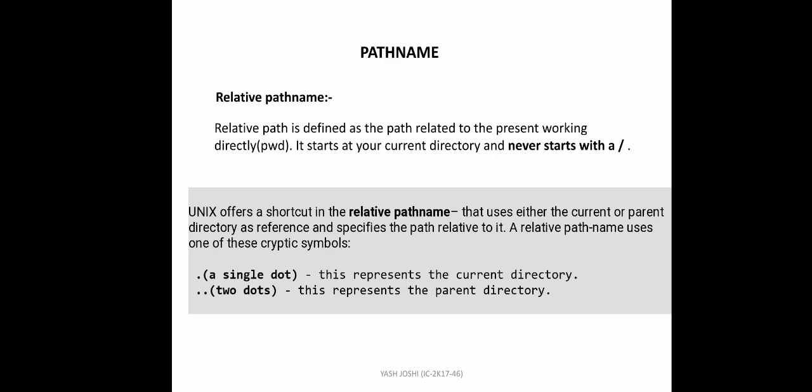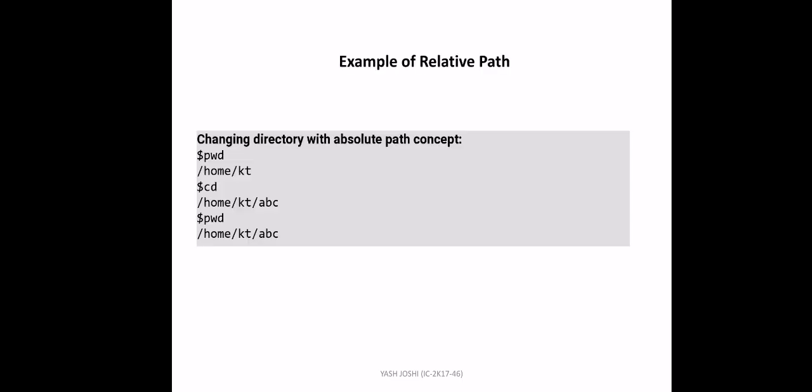Now we will see the example of relative path name. Changing directory with the absolute path concept. Here we have $pwd. On the next line we have /home/kt, then $cd, then again in the next line /home/kt/abc, and next line $pwd, and next line /home/kt/abc.